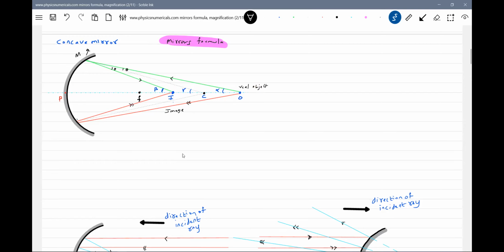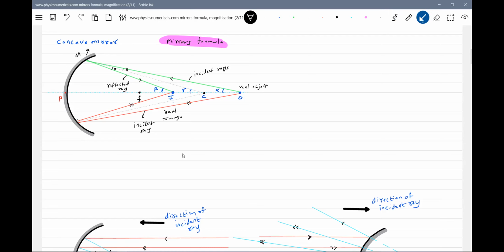Later I'll come to that in detail. For now we are only going to discuss the mirror formula. These are incident rays. This is the reflected ray. I think the same thing is applicable here also. This is the incident ray, and the other one is the reflected ray.